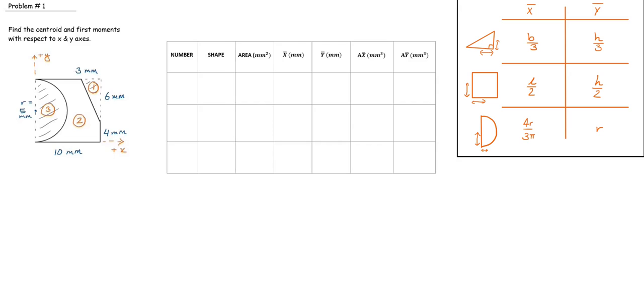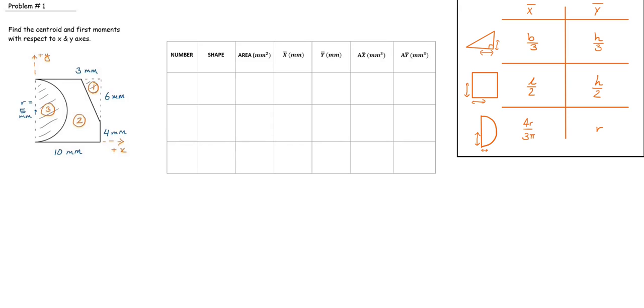Before we get to the table, there are a few things that we need to know first. That's x bar and y bar, which represent the coordinates for the centroid. In the case of the triangle, we have the base over 3 for the x bar and height over 3 for the y bar. The square is relatively simple. You have the length over 2 and the height over 2. And finally, for the semicircle, the x bar is equal to 4r over 3 pi and y bar is equal to r.